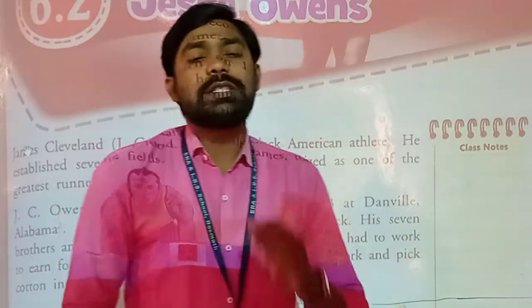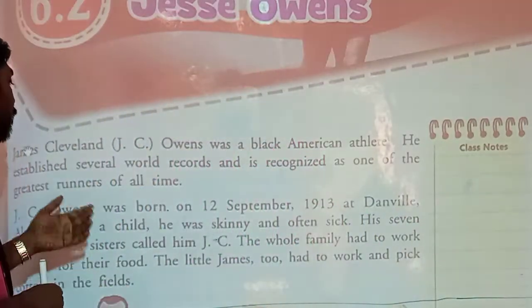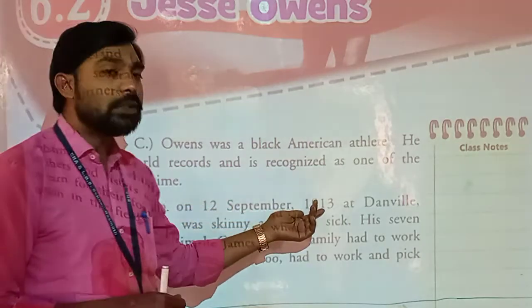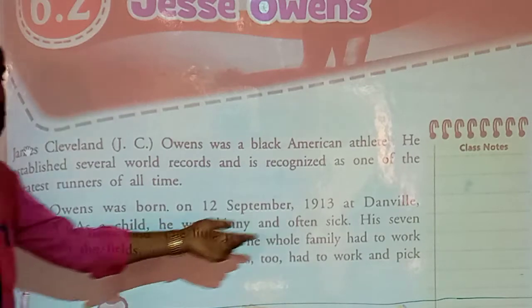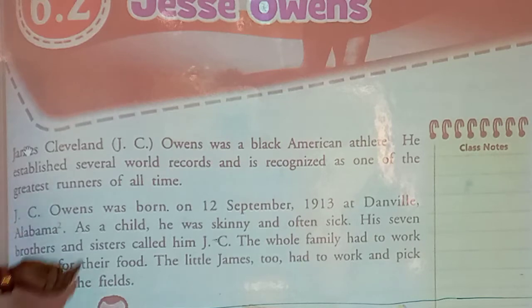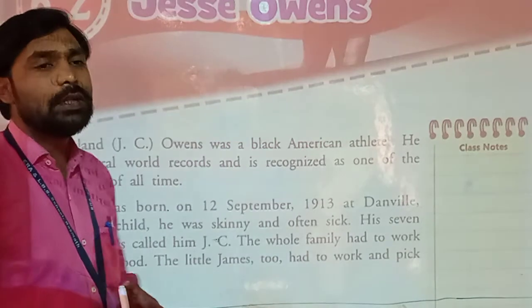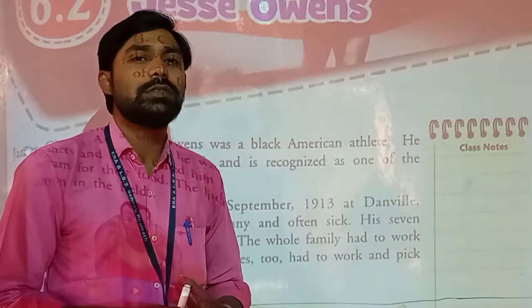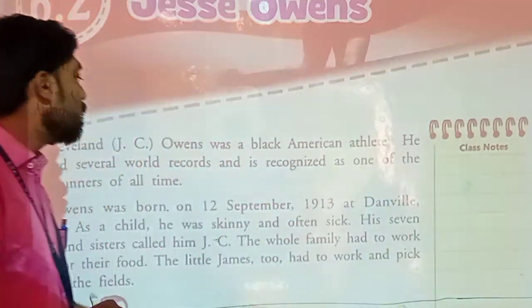Now, this paragraph tells us about the family background, about his childhood, how he belonged to a poor family. Okay, he was born on 12 September 1913, and his native place is Danville, Alabama. As a child, he was skinny. You know what is meant by skinny? We have learned this word already. Skinny means thin. Okay? He was not fat, he was skinny. Skinny and often sick.